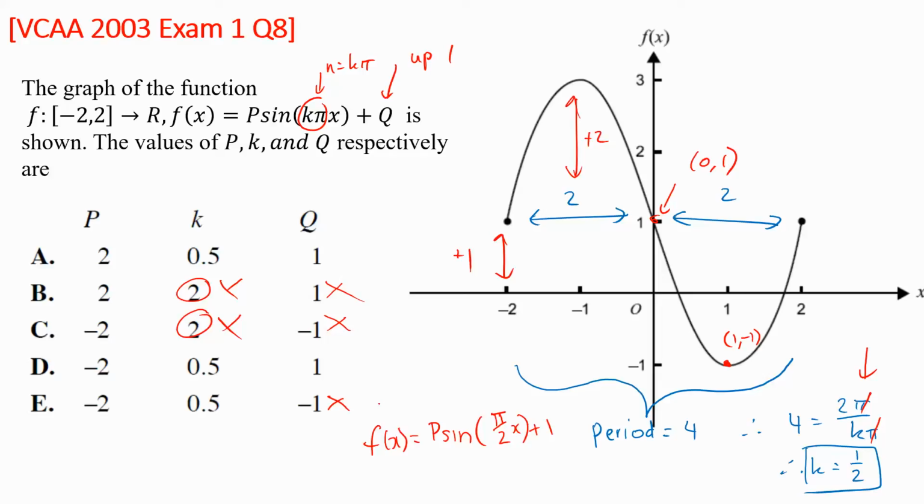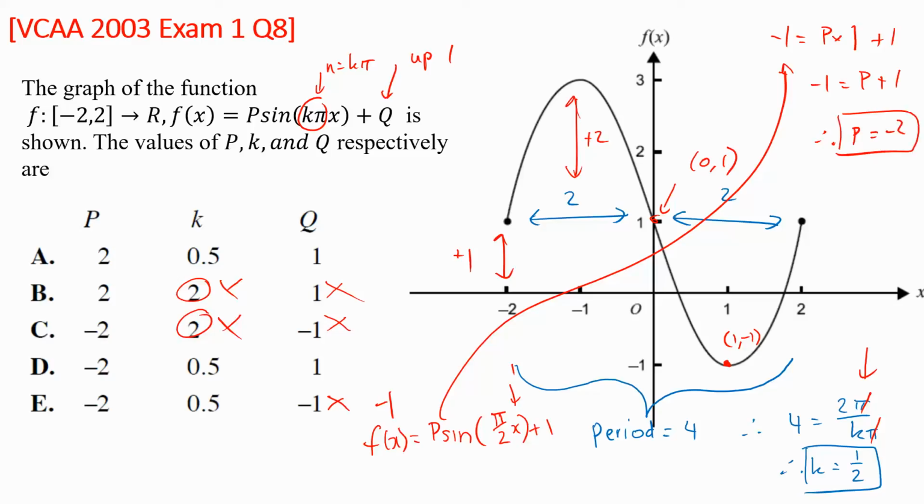So if this is -1, my y value, and x is 1, now sine of pi on 2 we know is 1. If I rewrite this equation up here, I'd have -1 equals p multiplied by sine of pi on 2, which is 1, because when x is 1, 1 times pi on 2 is pi on 2, and then plus 1. So this gives me -1 equals p plus 1. Therefore, subtracting 1 from both sides, p is -2. So it's actually a negative sine graph.